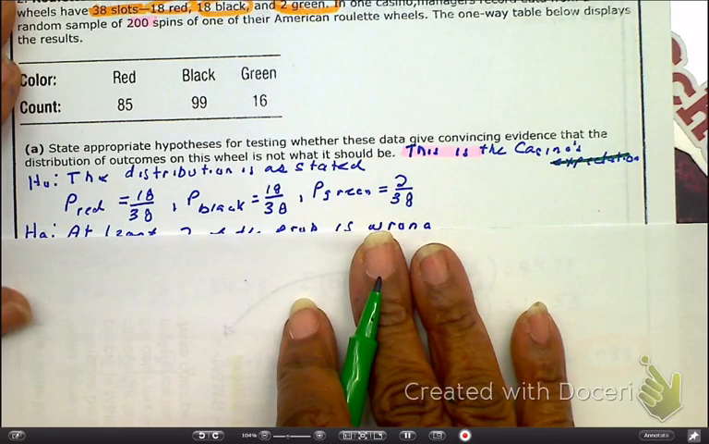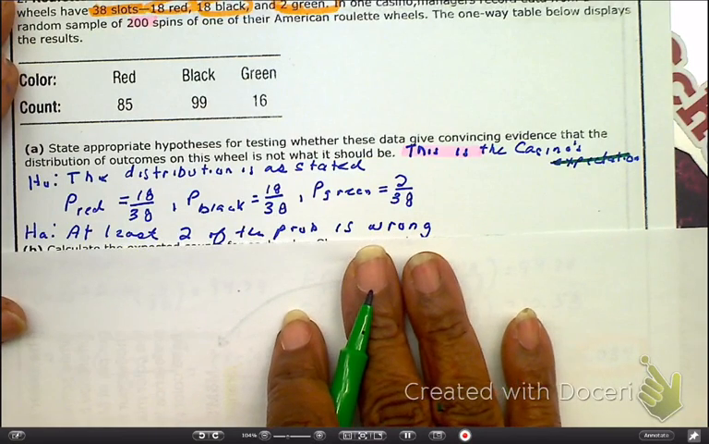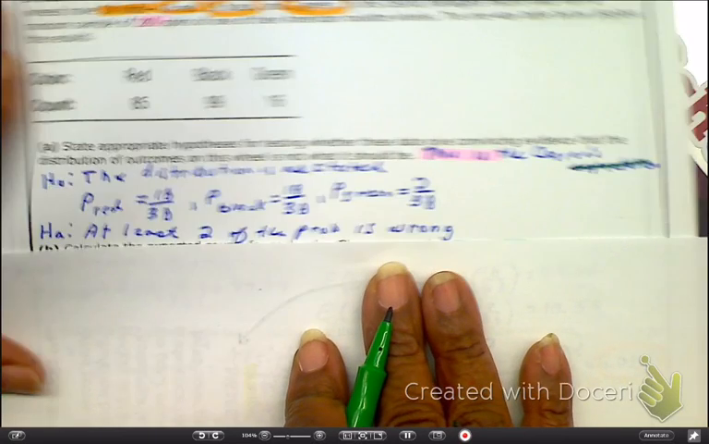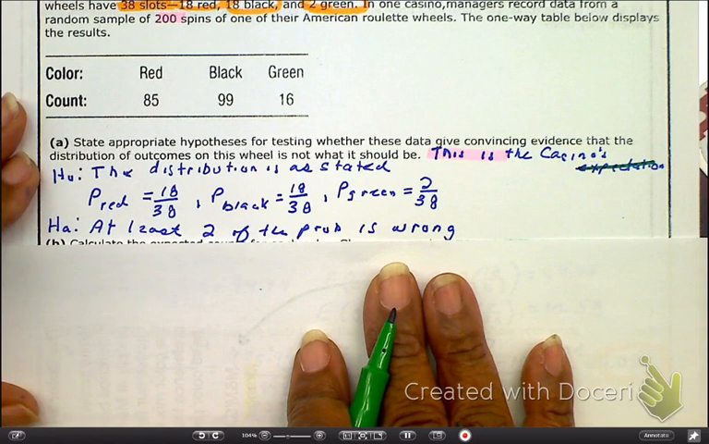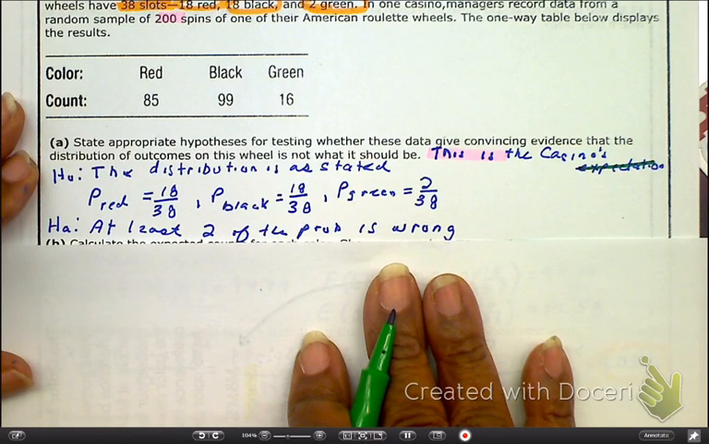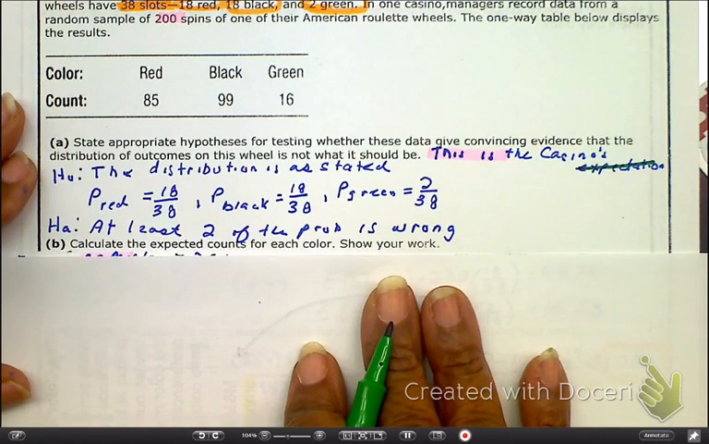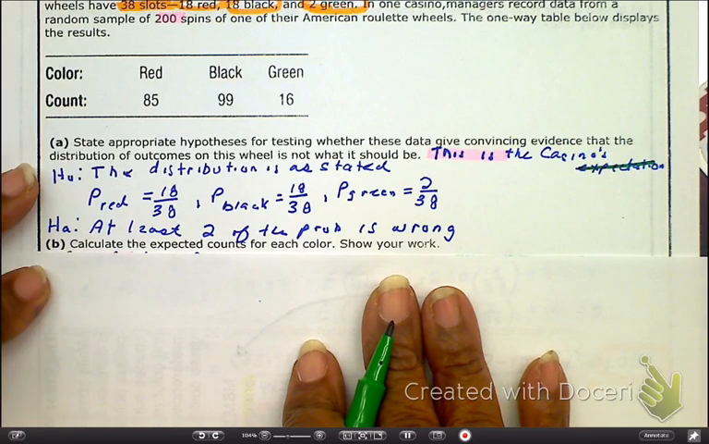Now, our HA, we're saying at least one of those probabilities is off, because one could be off, but the other two could still be right. So that's why they say at least one has got to be wrong or incorrect. Now let's get to calculating the chi, the expected count.